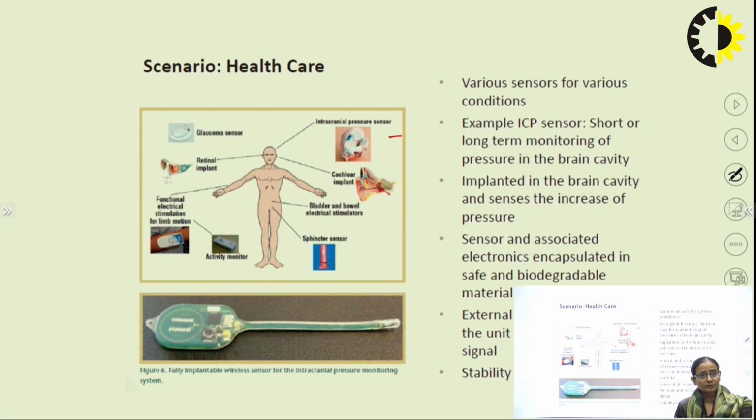For example, in the intracranial pressure sensor, that is the ICP sensor, short or long term monitoring of pressure in the brain cavity is done. It is implanted in the brain cavity and senses the increase of pressure. The sensor and associated electronics are encapsulated in safe and biodegradable material, and we have external RF readers which power the unit and receive the signal, and generally the stability is over 30 days so far. So we have various health sensors based on these, which are wearable devices in the healthcare industry.